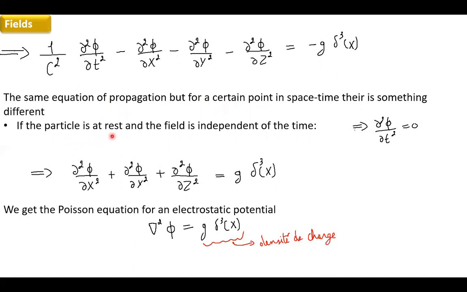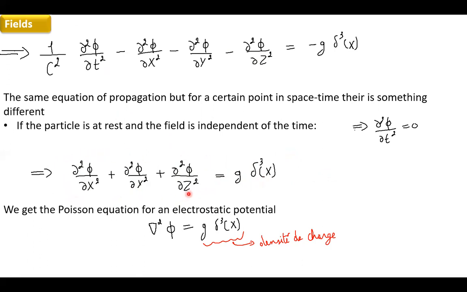So if this particle is at rest and the field is independent of time, so del squared phi over del t squared is 0, you get del squared phi over del x squared plus del squared phi over del y squared plus del squared phi over del z squared, which is equal to g delta 3 of x. Here we are multiplying by a minus.